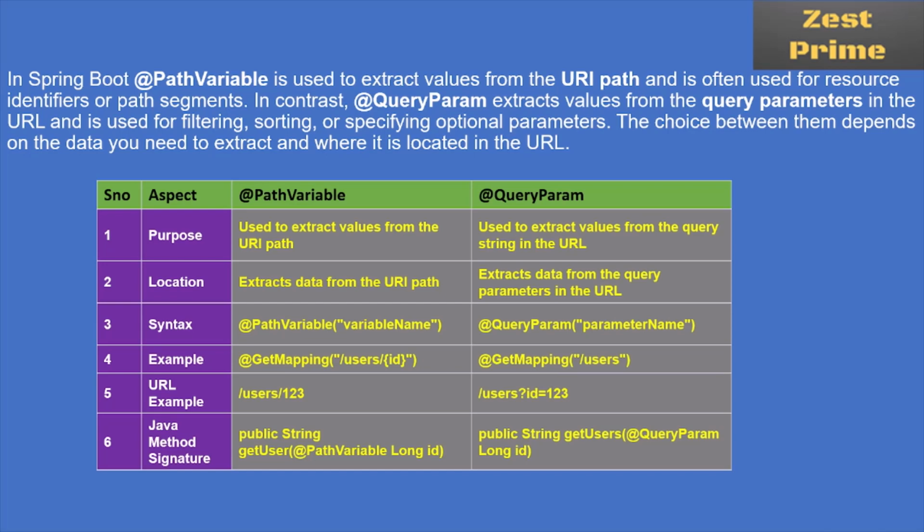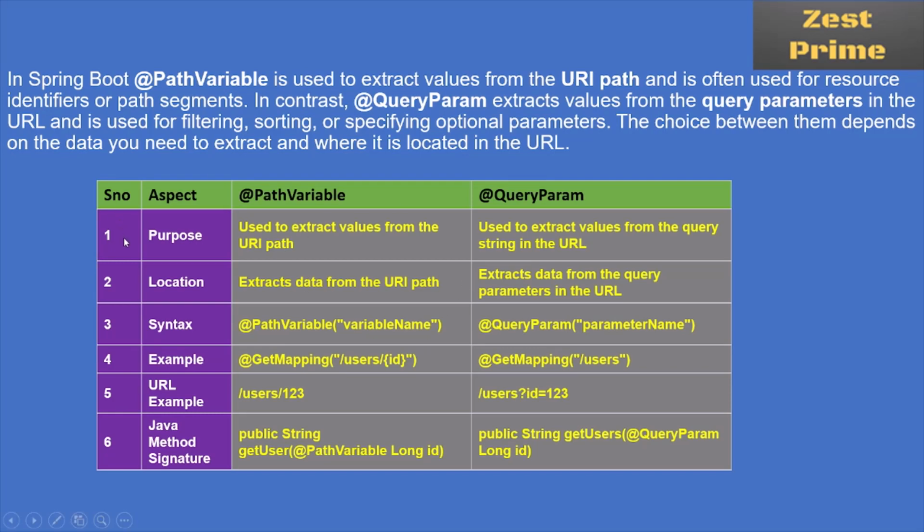So let's get started. Basically, the path variable is used to extract the URI data, whereas query parameter is used to extract the data from the query parameter. That's the basic difference between the path variable and query parameter. How you use it is up to you, depending on how you want to pass the data. If you want to pass the data as part of the URI or URL, based on that you can start using either path variable or query parameter.